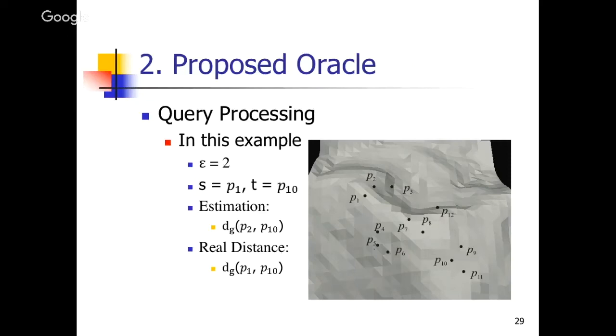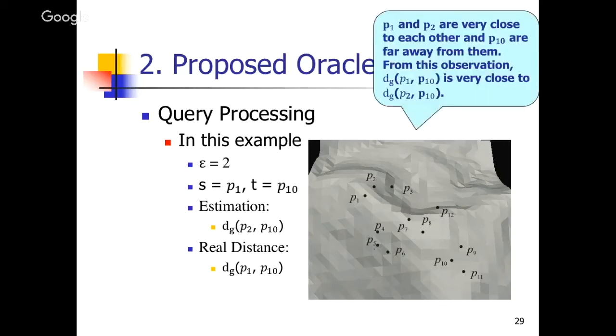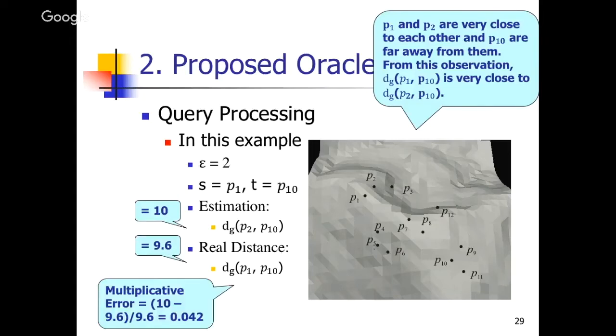As can be observed from the figure, P1 and P2 are close to each other, and P10 is far away from them. From this observation, dg(P1, P10) is very close to dg(P2, P10). Our estimation is equal to 10, and the real distance is equal to 9.6. So the multiplicative error here is 0.042, which is much smaller than epsilon.